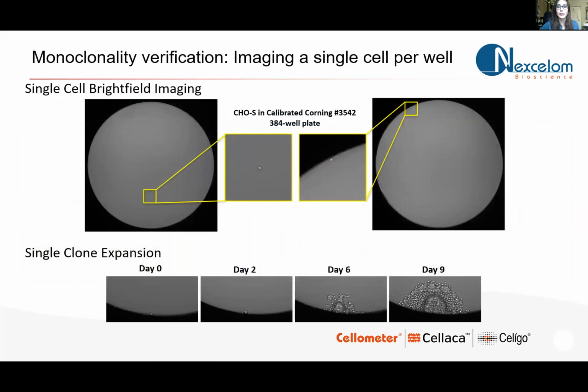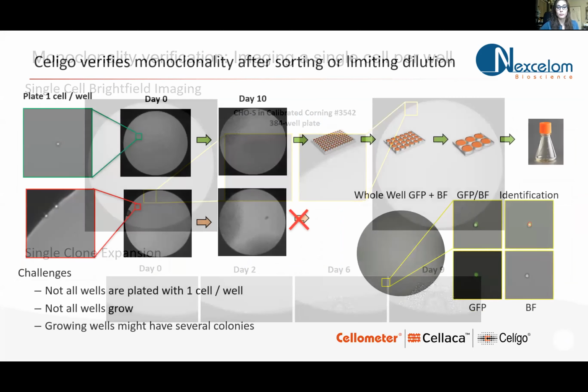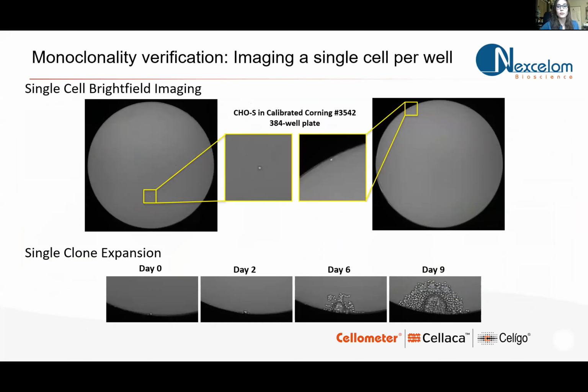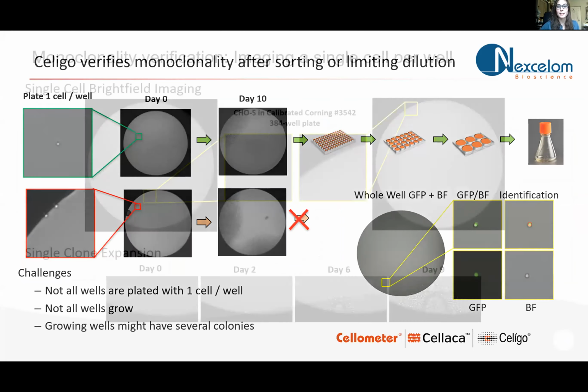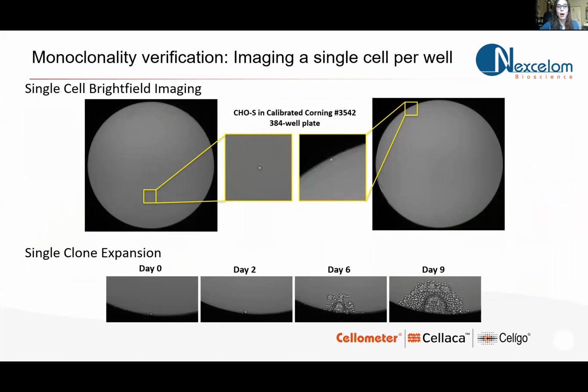So here's just an example of utilizing this from a whole well point of view. So by screening these cells, you can actually visualize single cells, even if they're at the very edge of the well, which we know cells like to do. And then you can monitor that single clone expansion all the way out.